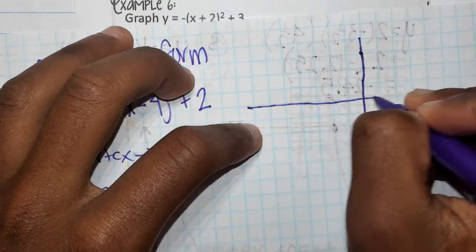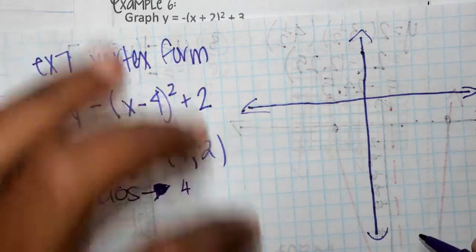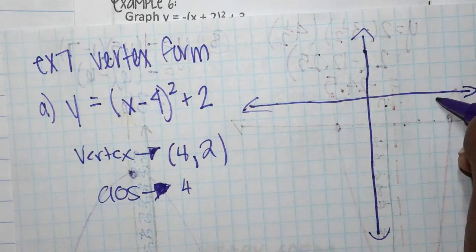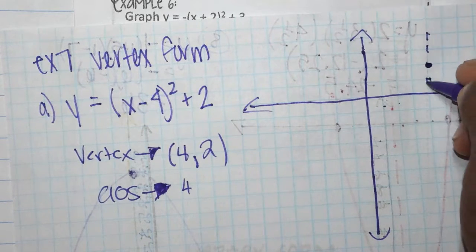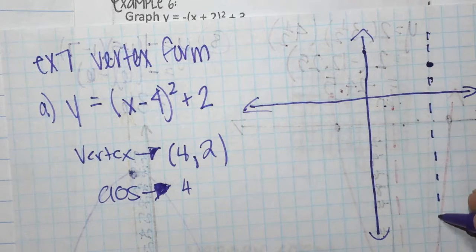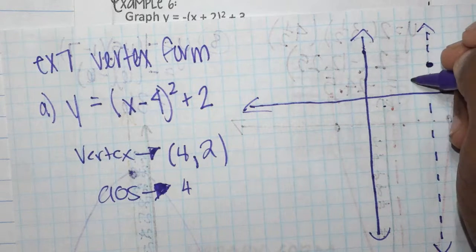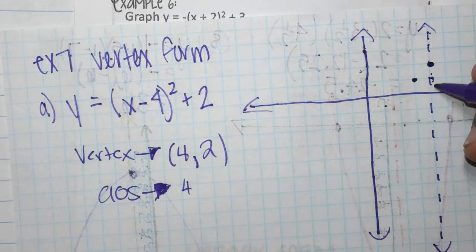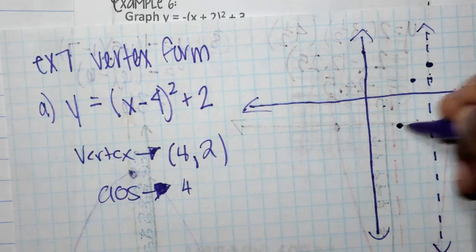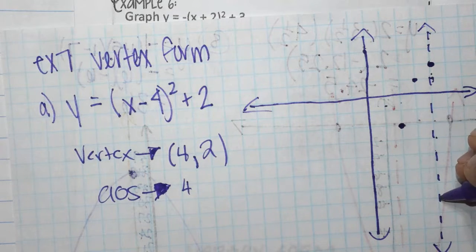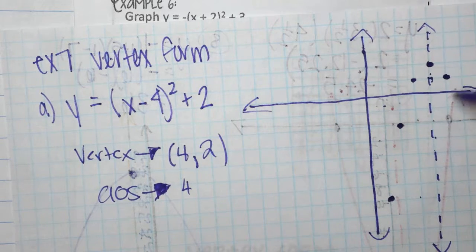Say it to me again. Because you take the opposite of what's in the parentheses. So since it was negative 4 in the parentheses, you take the opposite, the positive. It's the opposite inside the parentheses, and the same thing on the outside. And then you just reflect.